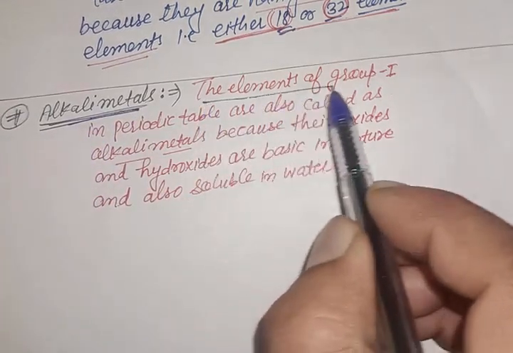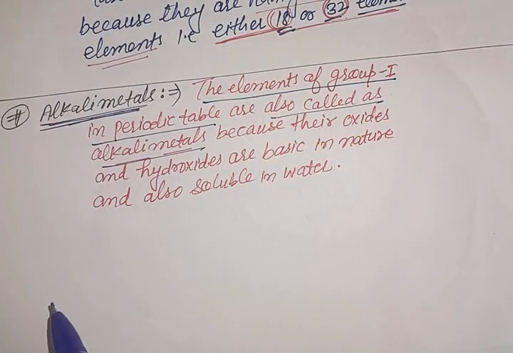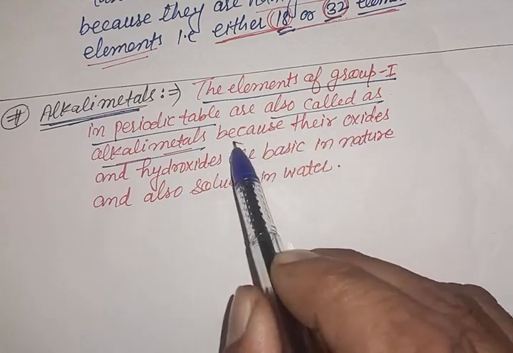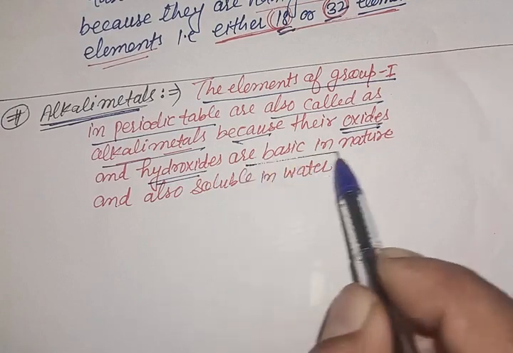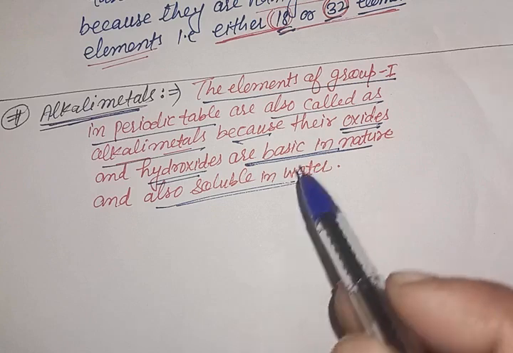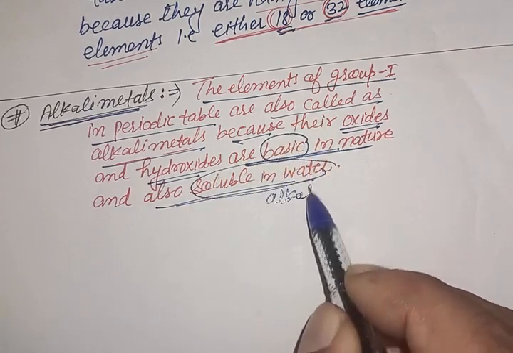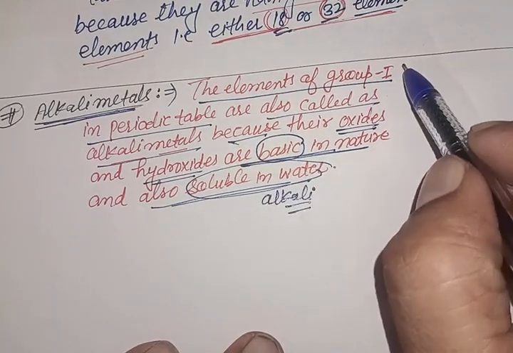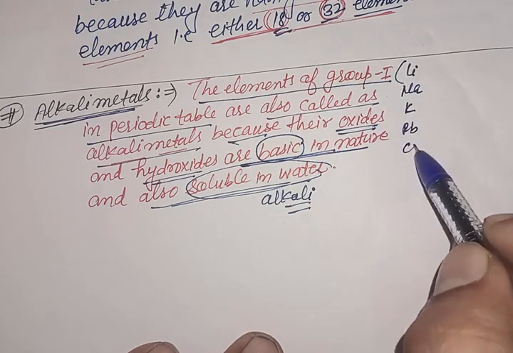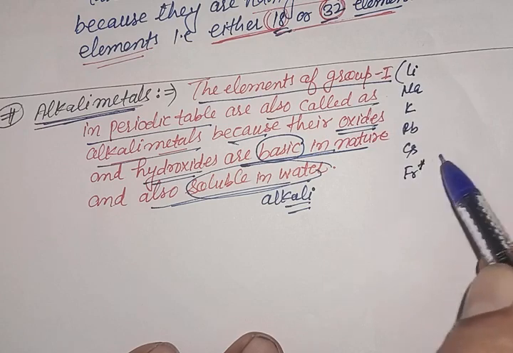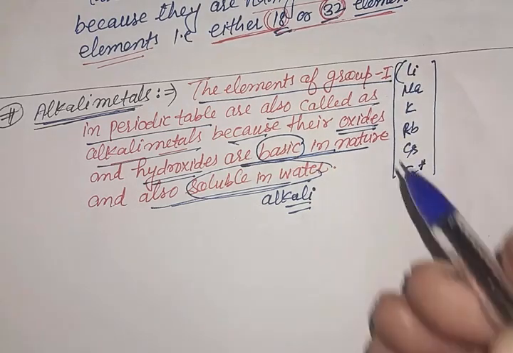Alkali metals: the elements of group number 1 in the modern periodic table are also called alkali metals. Why are they called alkali metals? Because the oxides and hydroxides of group 1 metals are basic in nature and they are soluble in water. All those bases which are soluble in water are also called alkali. The metals of group number 1 are lithium, sodium, potassium, rubidium and cesium. Finally, this is francium. Francium is radioactive. So these are the metals of group number 1.